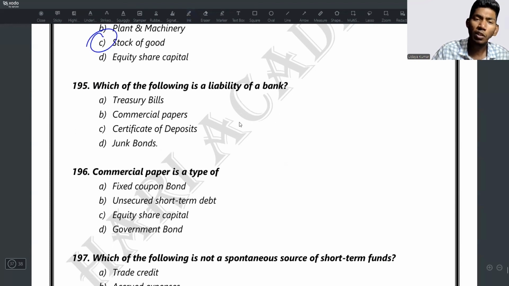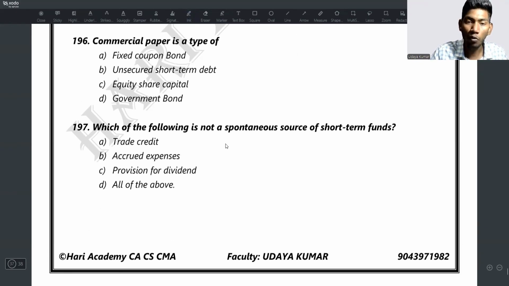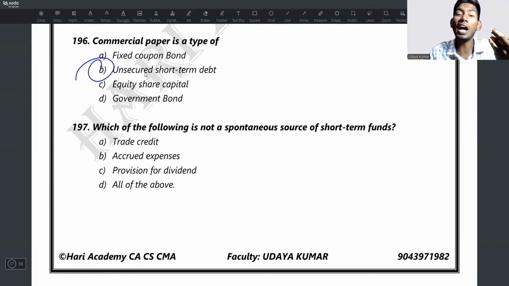So moving to question 195, which of the following is a liability of a bank? Treasury bills, commercial papers, certificates of deposit, or junk bonds. Certificates of deposit, because certificates of deposit, CDs as we usually say, right, represent the deposits made by investors with the bank and they are a liability for the bank as they must be repaid with interest. Moving to question 196. Commercial paper is a type of what? Unsecured short-term debt. It's not secured. Okay. So commercial paper is an unsecured short-term debt instrument used by whom? Corporations to finance accounts payable, inventories, and meet other short-term liabilities.